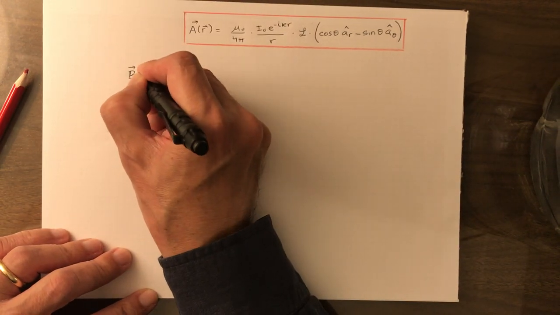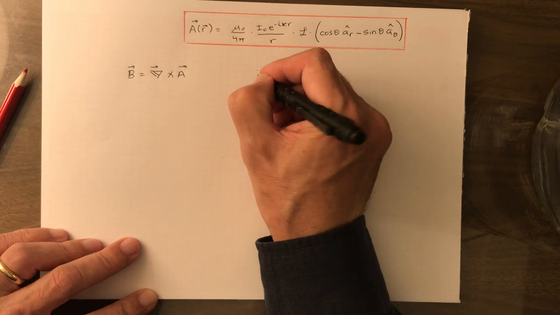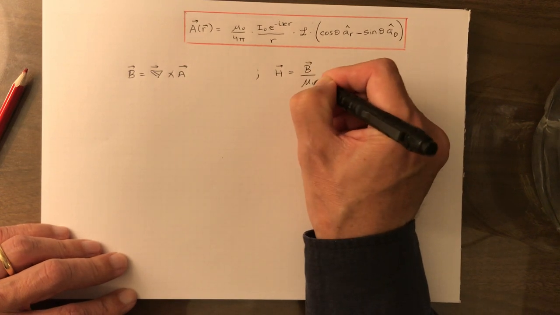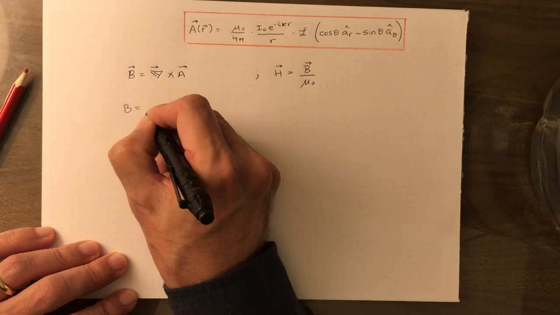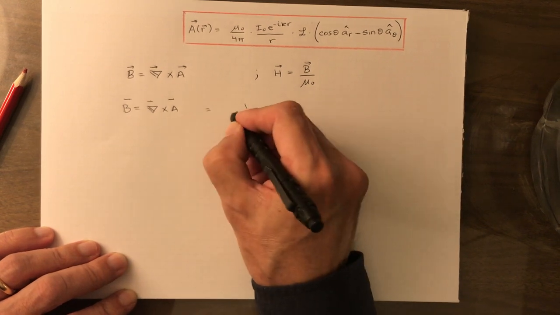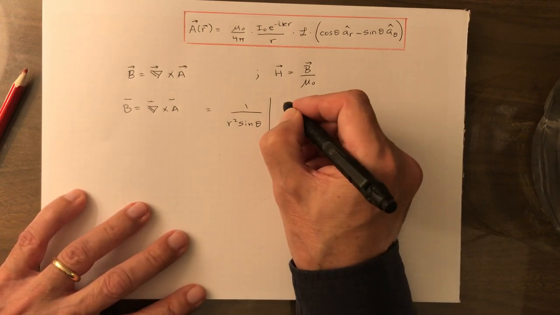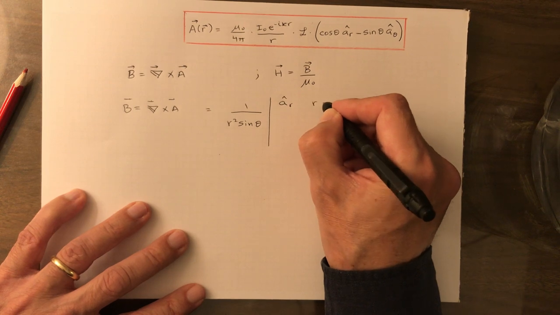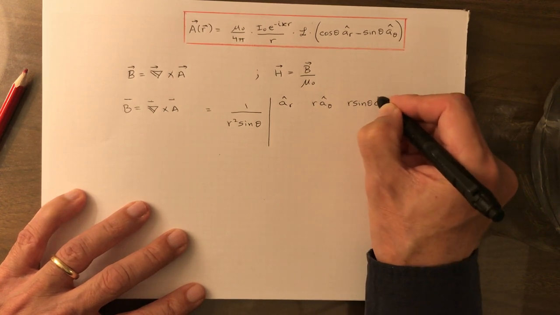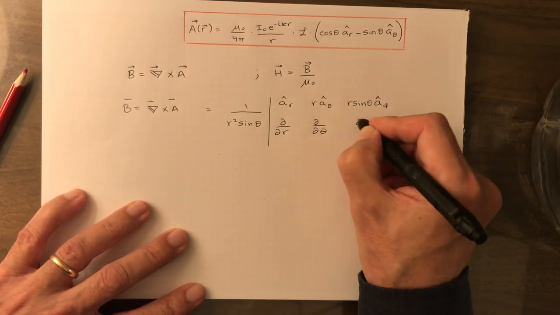Okay, next we remember that the magnetic flux B equals del cross A, A being the vector potential. The other definition that we have is that the magnetic field is equal to the magnetic flux divided by mu zero. Now, B equals del cross A, which is equal to 1 over r squared sine theta times the determinant of a_r hat, r a_theta hat, r sine theta a_phi hat, d/dr, d/dtheta, d/dphi.